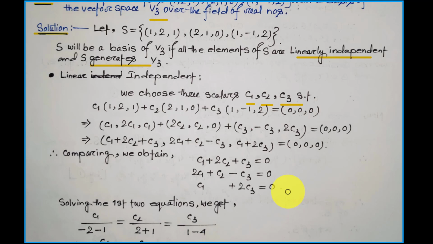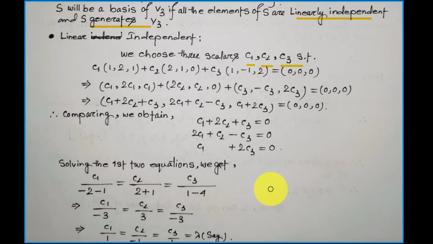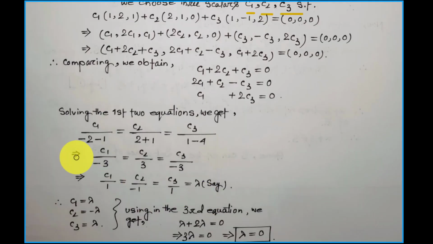To find the values of C1, C2, C3, you may apply Cramer's rule, you may apply elementary row operations, you can apply matrix inversion method. Here I have applied cross multiplication method by considering the first two equations. That is, solving the first two equations, we get C1 by 2 into minus 1 minus 1 into 1 equals C2 by 1 into 2 minus 1 into minus 1, equals C3 by 1 into 1 minus 2 into 2. So the result is C1 by minus 3 equals C2 by 3 equals C3 by minus 3.